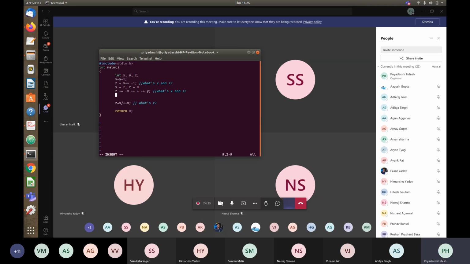Okay, what about this one? First, you know what this operator is, plus equals to. If I say a plus equals to 2, it is a equals to a plus 2. It's another way of writing it. So execute this statement, z equals to this one, and tell me the value of x and z.